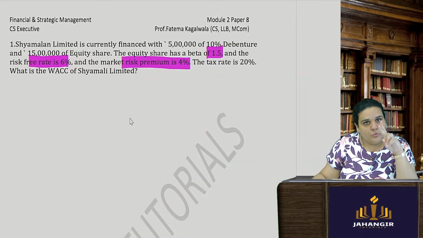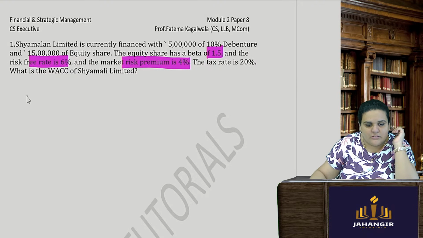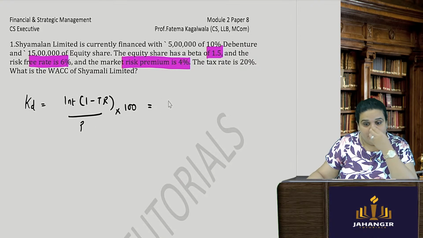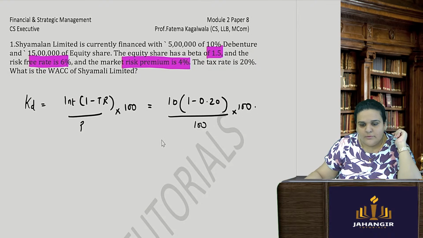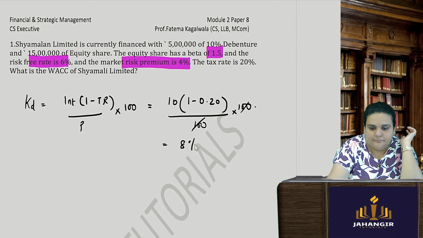Okay, now there are only two things here, debenture and equity share. So first I will try to find the cost of debt. Interest (1 minus tax rate) upon the price into 100. How much is the interest? 10. Okay. Tax rate is 20. What is the price? I am assuming it to be 100 if nothing is given. So this will become 8%. Cost of debt is done.